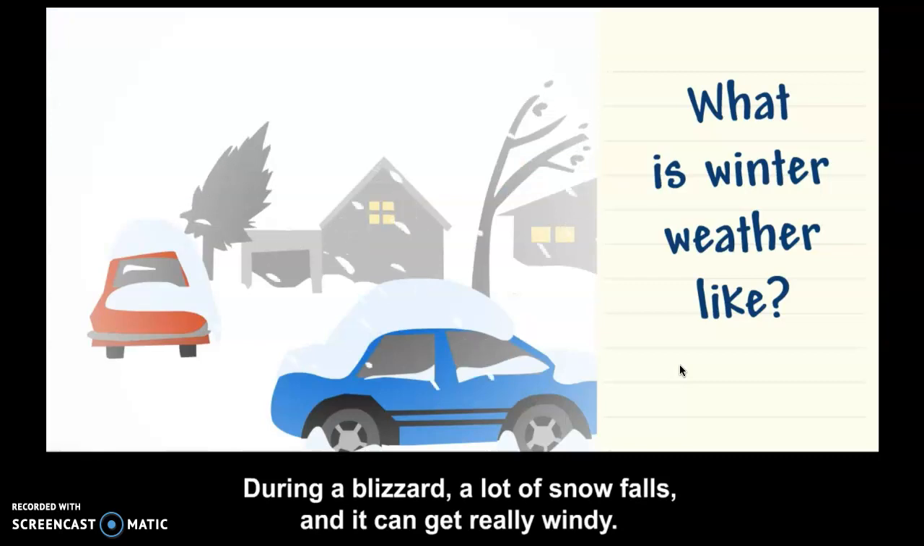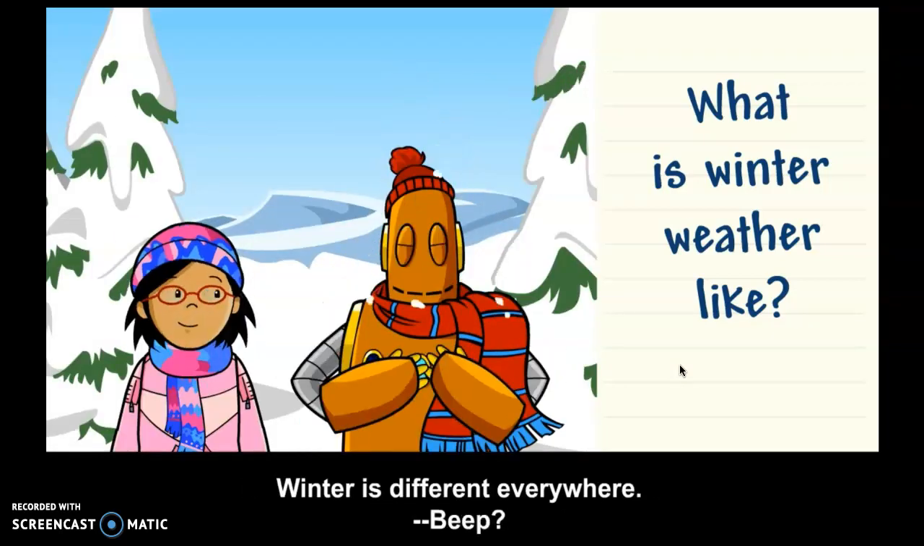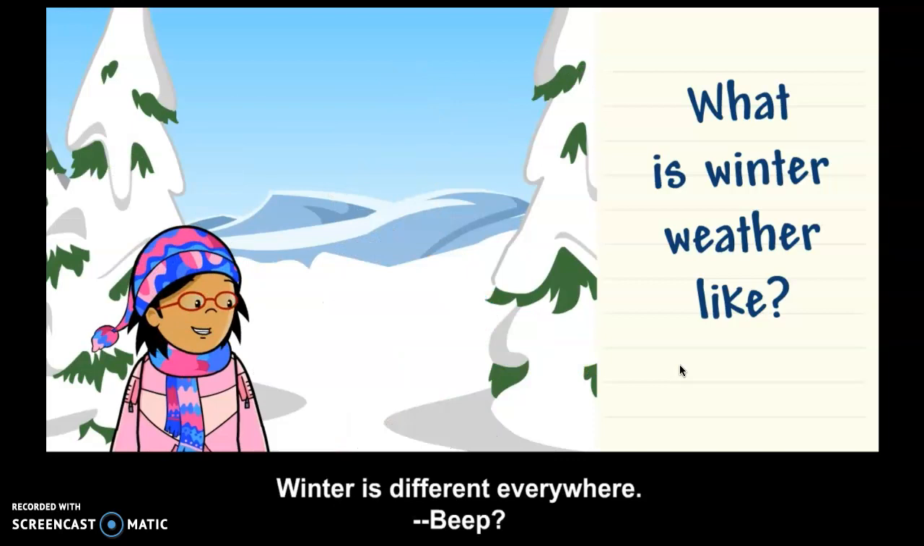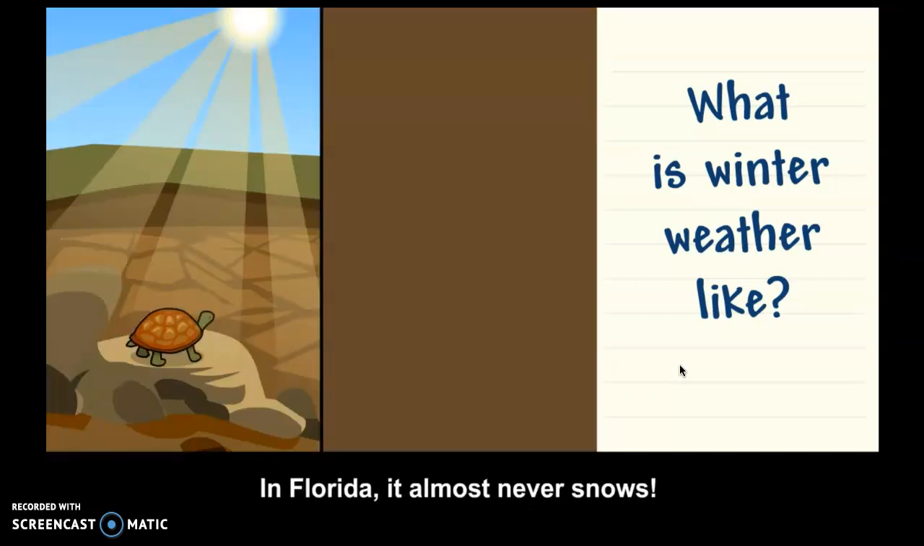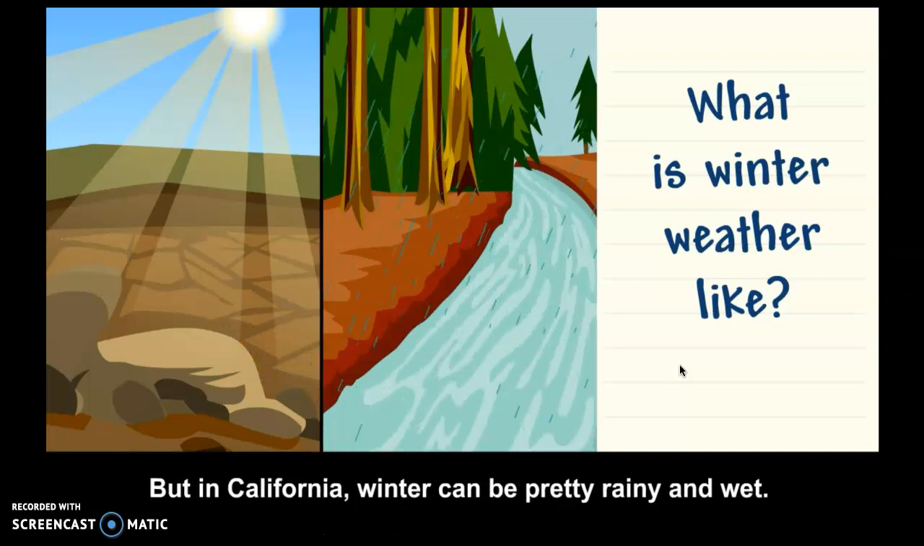During a blizzard, a lot of snow falls, and it can get really windy. Winter is different everywhere. In Florida, it almost never snows. Florida's winter can be pretty dry, with less precipitation than other seasons. But in California, winter can be pretty rainy and wet.